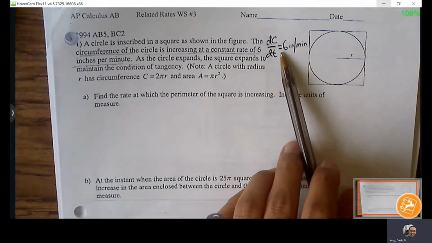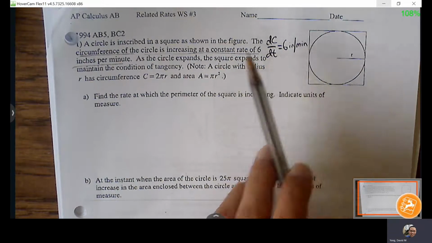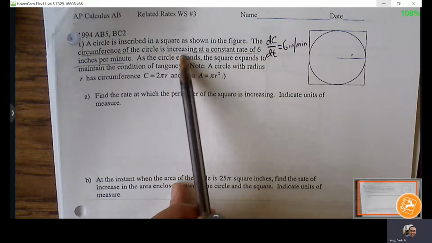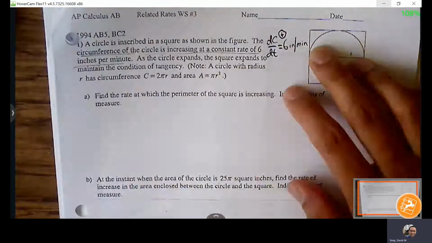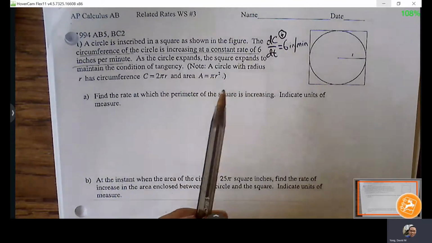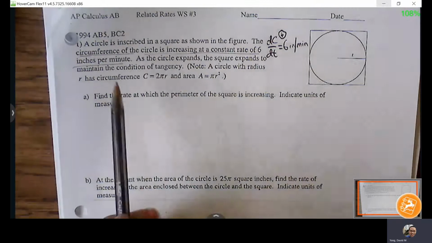Okay, positive or negative? Positive, because we see that word increasing, right? So let's put a plus here to indicate that we did make that check, that we did confirm the sign of that rate.